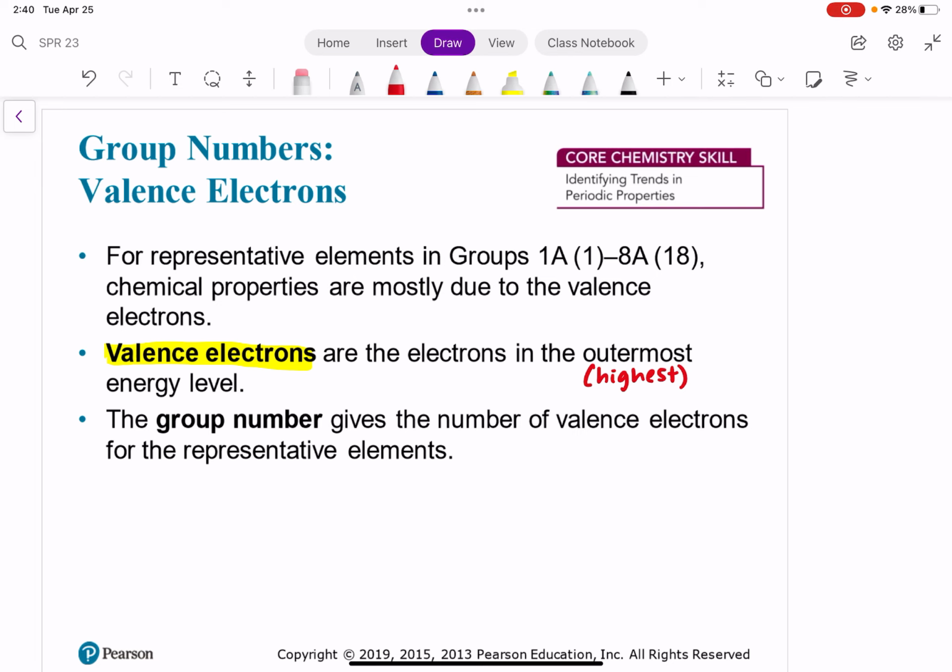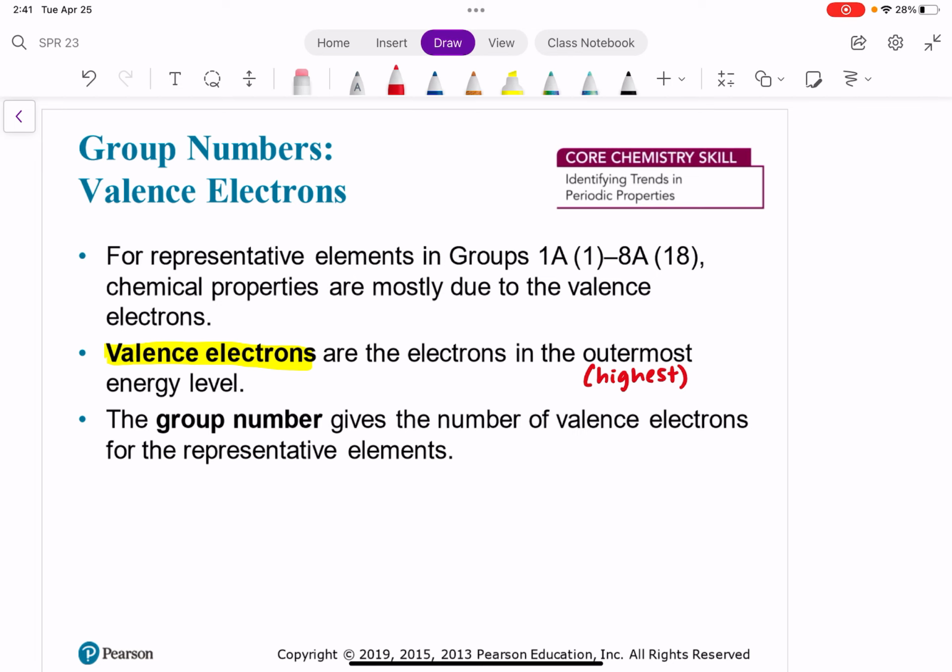And the reason that chemists care so much about valence electrons, to give them an actual name, is that those highest energy level electrons, or outermost energy level electrons, are the ones that are actually going to participate in bonding. So those are the ones that we care about the most, because they make a really big difference.